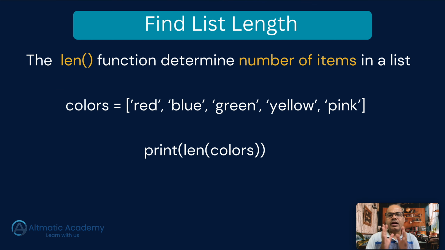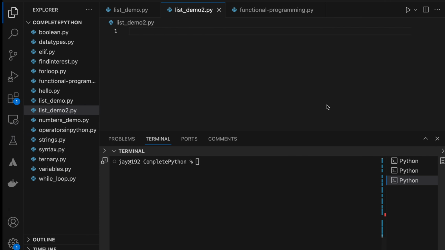So the first thing, find length, list length. Here you can see we can use the len function to determine the number of items in a list. Like here, how many items are there? 1 2 3 4 5. So if we print this one with len, it should print 5 items. So let us see with one example.